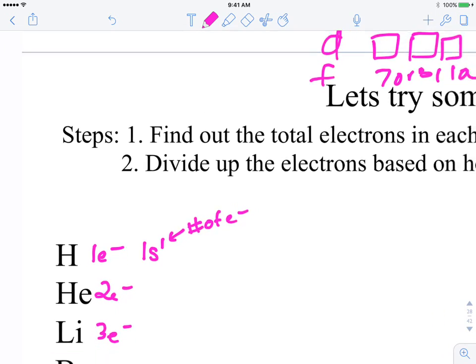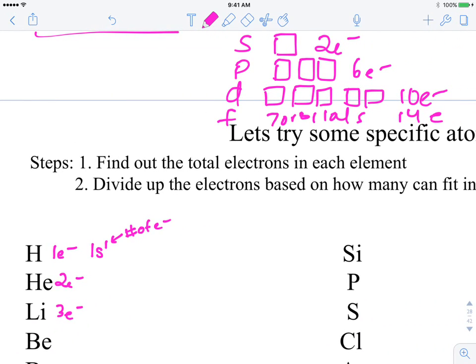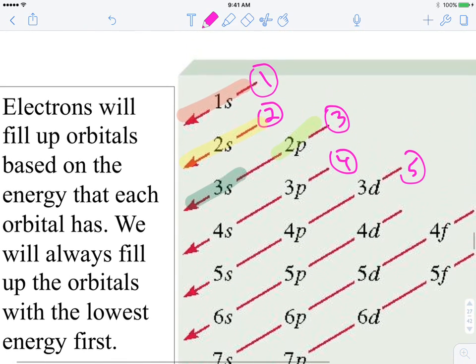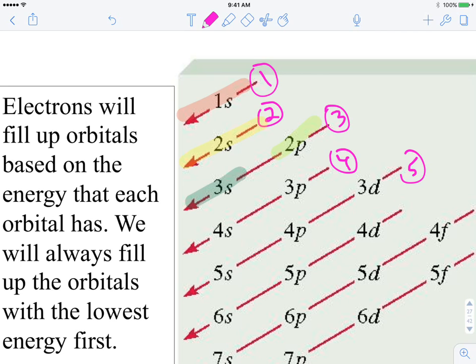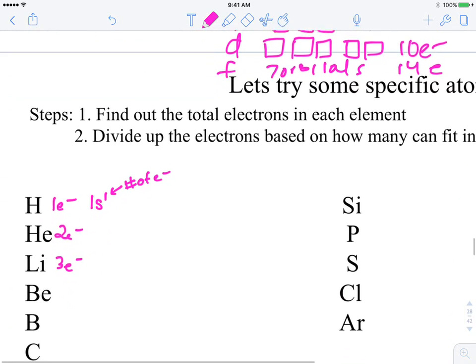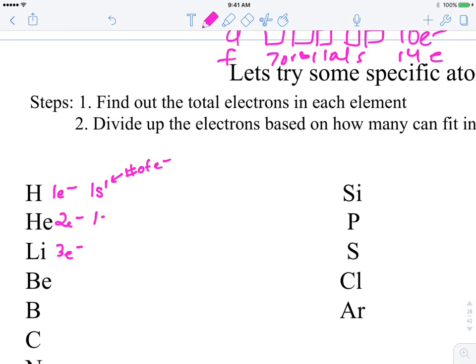The next element, helium. Remember, we're going to go in order. The next one is the same one, 1s, and that can hold up to 2 electrons. So helium is 1s2.